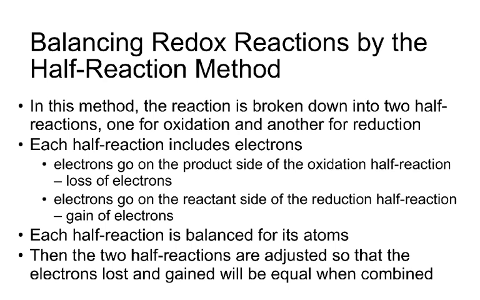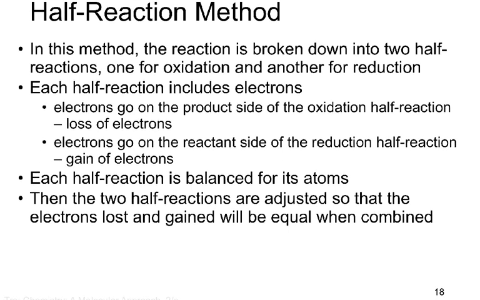Okay, so how do we balance redox reactions using the half reaction method? So we're breaking our reaction down into two half reactions. They will both include electrons. And then we'll balance each half reaction for atoms. And then balance the two half reactions against each other so that when we add them together, the electrons lost and gained will be equal and cancel out.